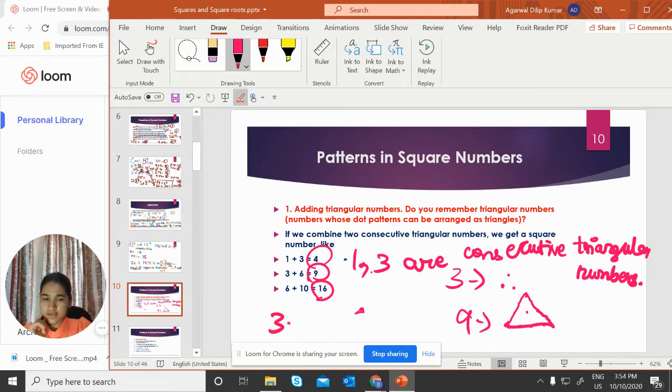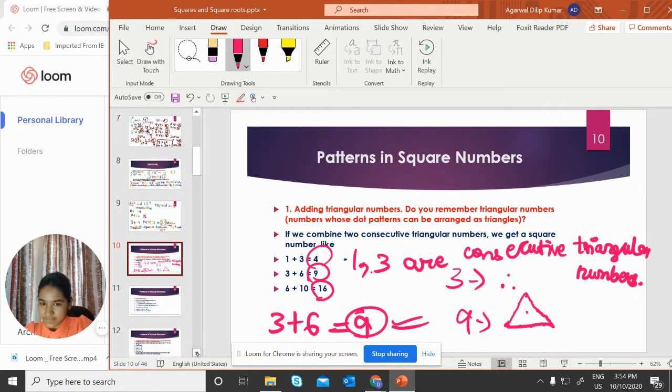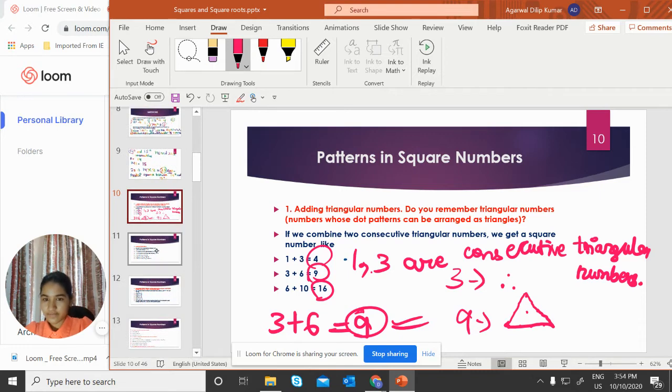See, 3 plus 6. They are both triangular numbers. When we add them, we get 9, a square number. I hope you have understood. If you have not understood, you know what this is: the comments box. It's always available, right?